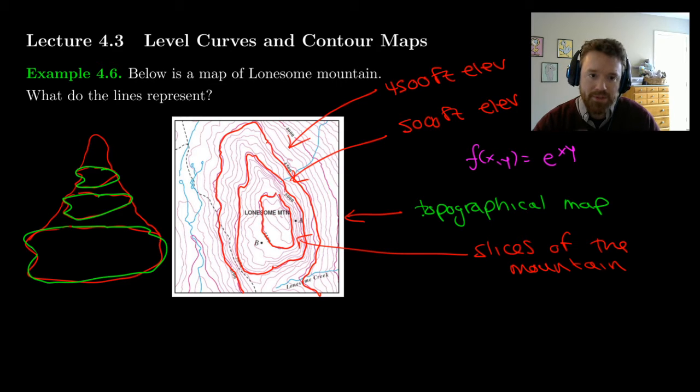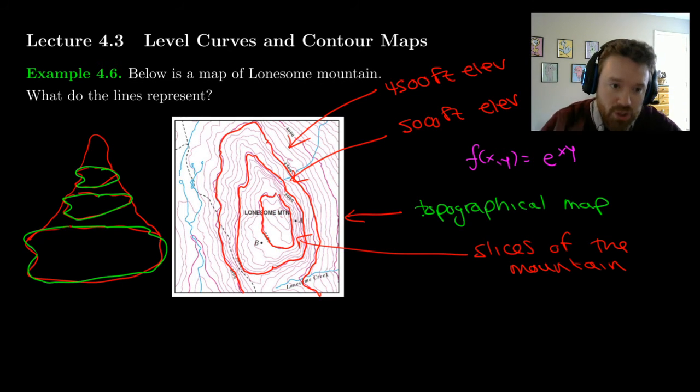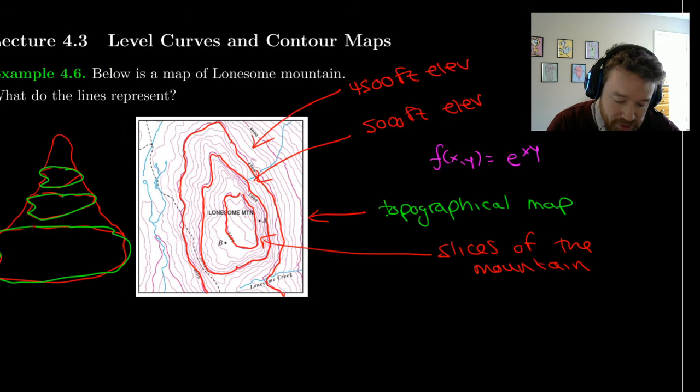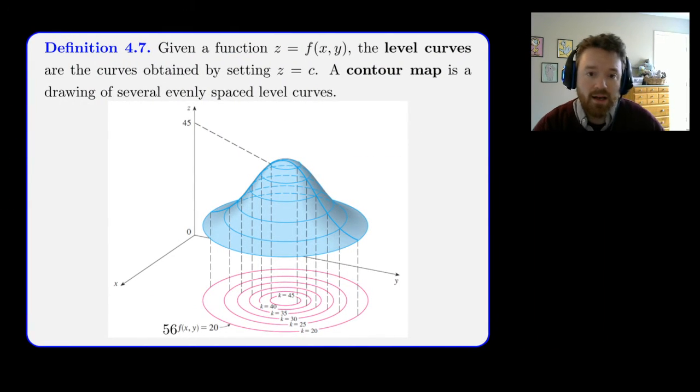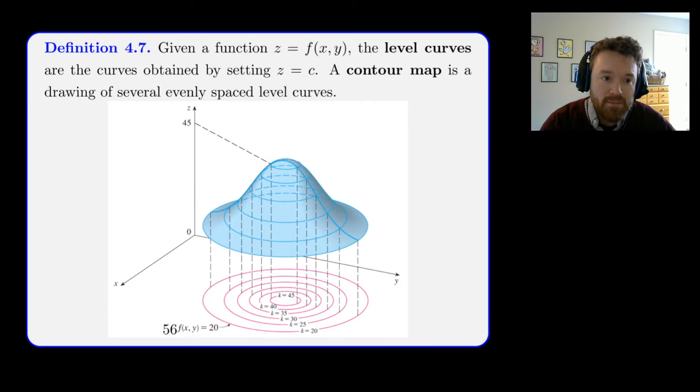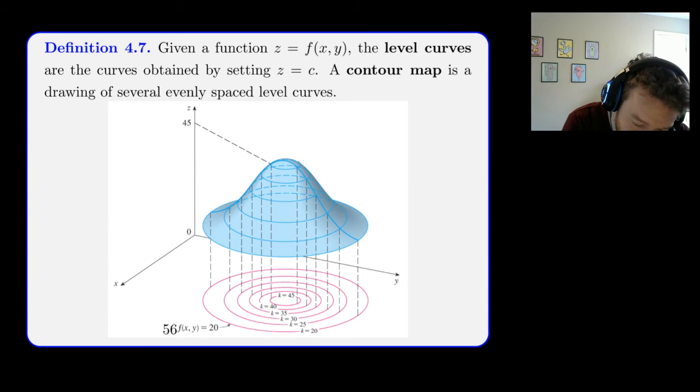It's a way to tell us what this mountain looks like in 3 dimensions without something like Google Maps or some sort of augmented reality where we can actually look at the mountain. It's a way for us to graph it in 2 dimensions. And this is something we're going to use here in multivariable calculus too. So given a function z equals f of x y, the level curves are the curves obtained by setting z equal to c.